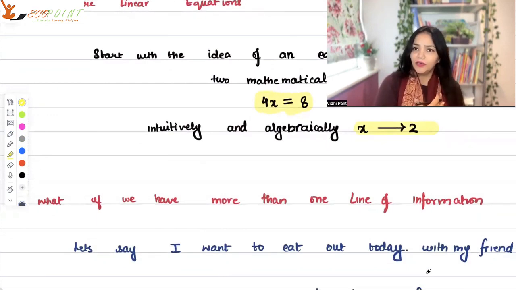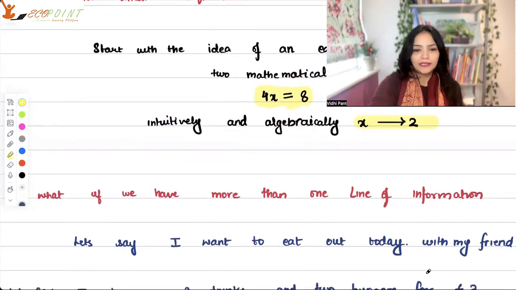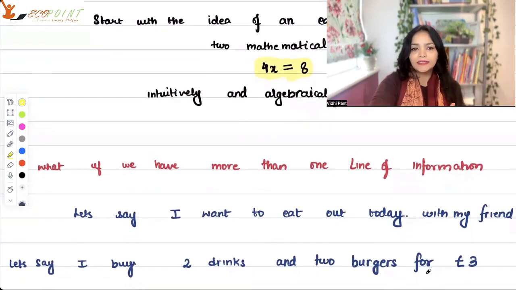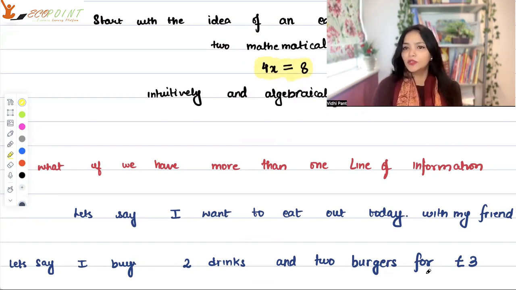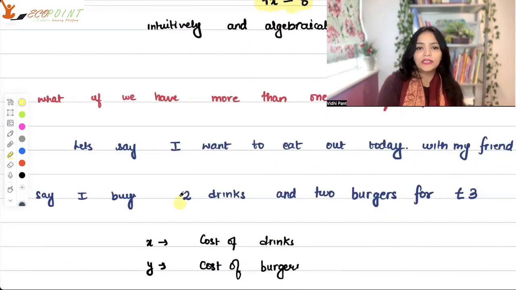Suppose I wish to go out today with my friend, I want to eat out somewhere. So I decide to go out with my friend and I decide to buy 2 drinks and 2 burgers, and I paid £3 for it. I'm taking pounds because it'll be easy for us. We don't have to write down in hundreds. So I buy 2 drinks and 2 burgers and I pay £3 for that. This does not tell you the individual cost of a drink, and it doesn't tell you the individual cost of the burgers, right?